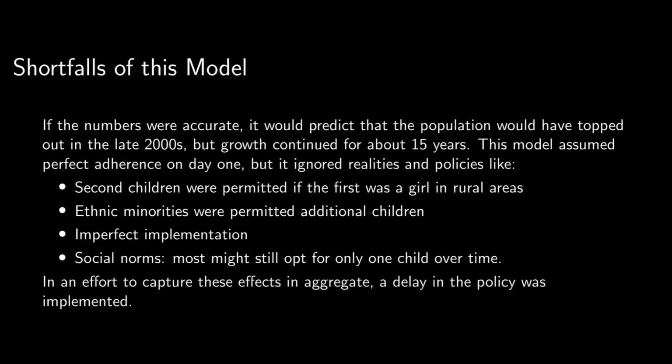So the obvious question is, what causes this difference? The model assumed perfect enforcement, but in practice, the policy and reality carved out many exceptions. First, rural families could have a second child if the first was a girl. Second, ethnic minorities were exempt if their populations were too small. Third, enforcement varied across regions.